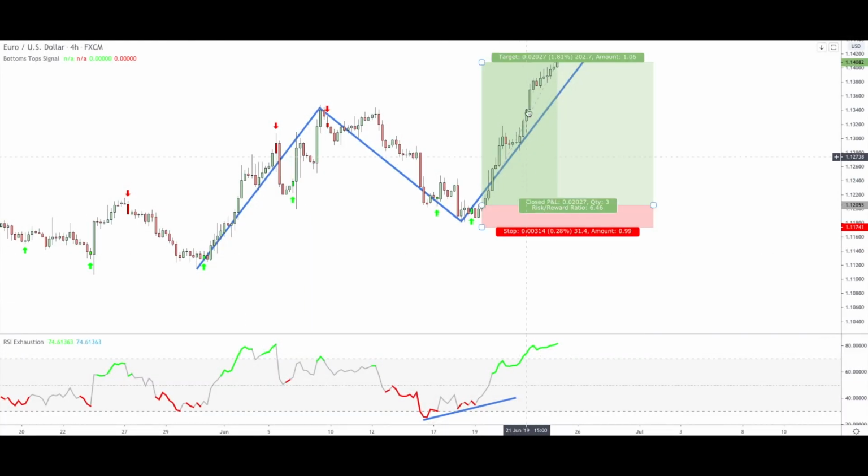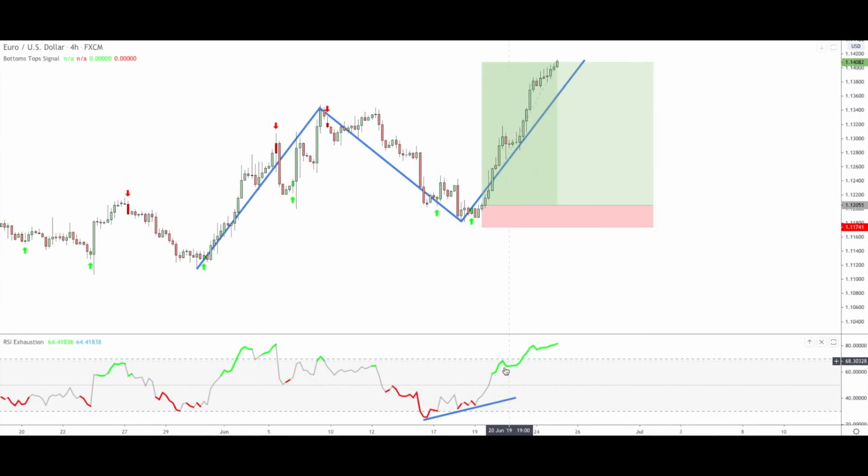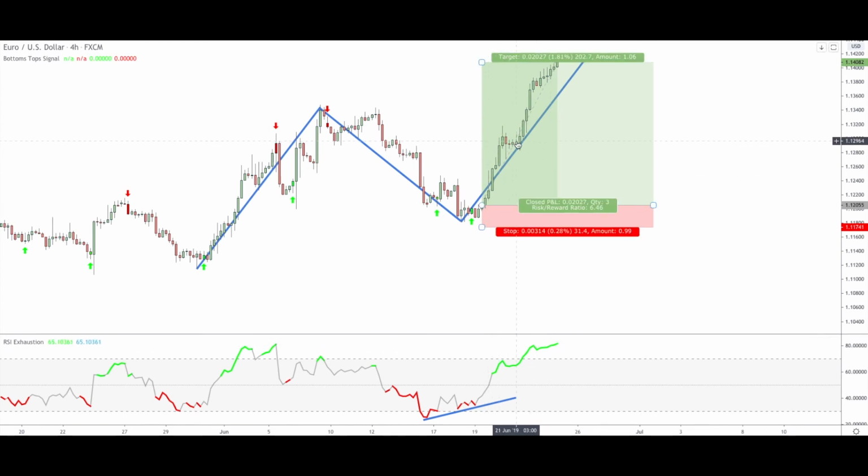We just reached the target, and see what happened to the RSI. Just as I said before, the RSI can stay overbought and exhausted as well for a prolonged period of time, and the price could continue to grow without giving any sign of being kind of exhausted. So in this case, the price went straight up without any kind of sideways movement.